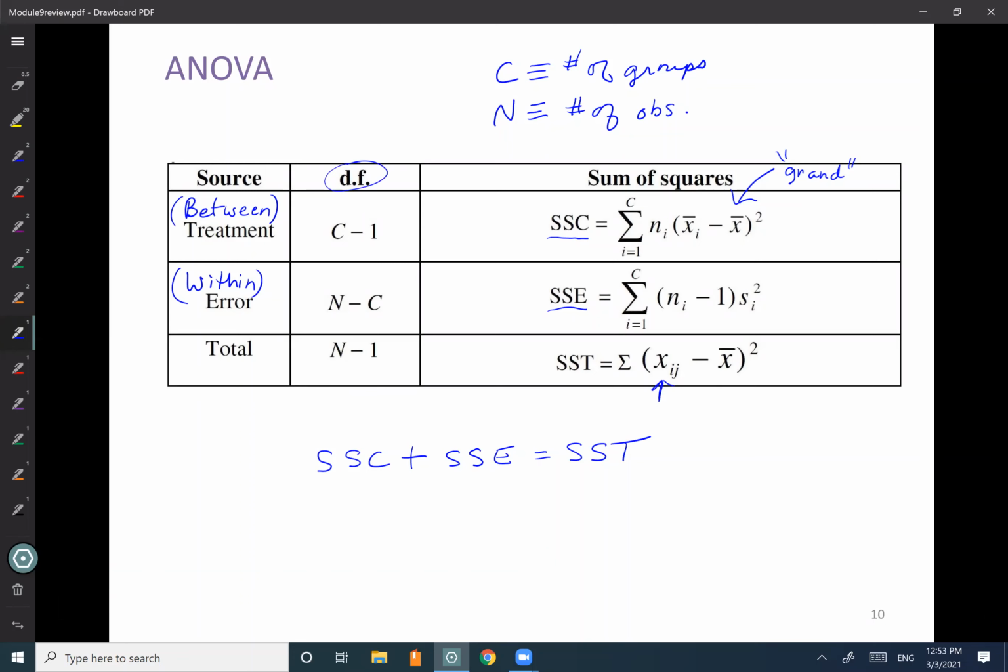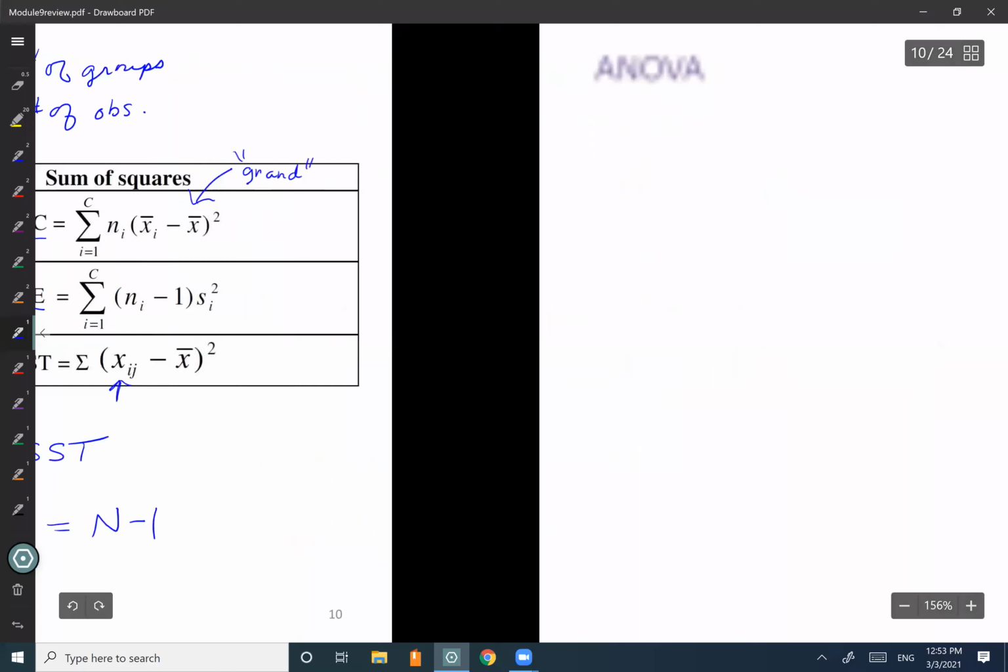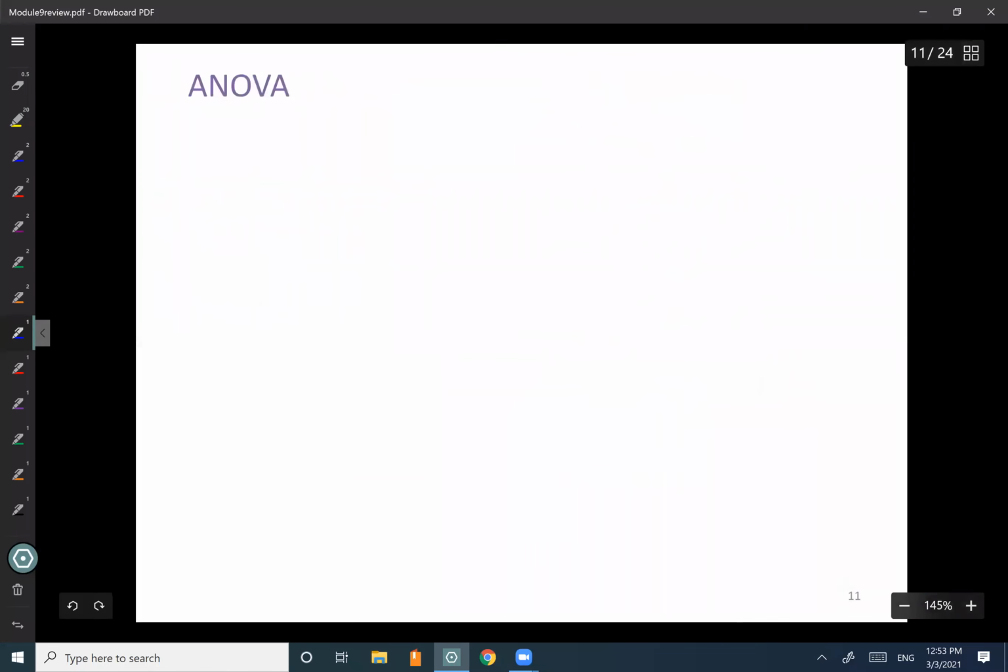The degrees of freedom for the between is C minus 1. The degrees of freedom for the within variation is N minus C. And then we have the total. So C minus 1 for the between added to N minus C for the within has to equal N minus 1. So those first two rows add up to the third row. And that is our ANOVA table. We call this an ANOVA table, and it can get extended. You'll see how it gets extended in just a moment.